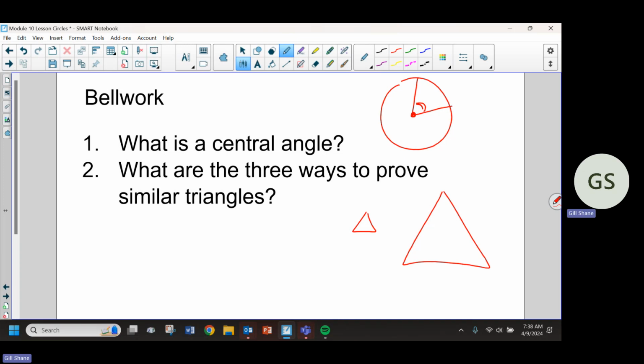So what does that mean when we say side, side, side? Side, side, side is one of them. What's that mean? Because we also did side, side, side when two triangles were congruent. It's different things.